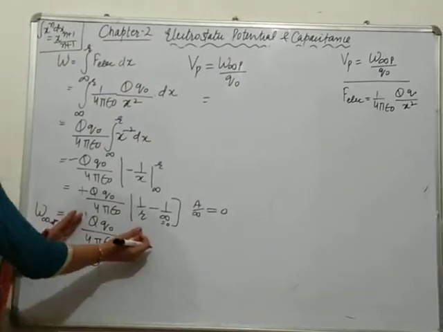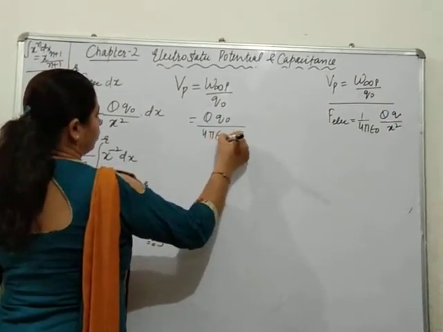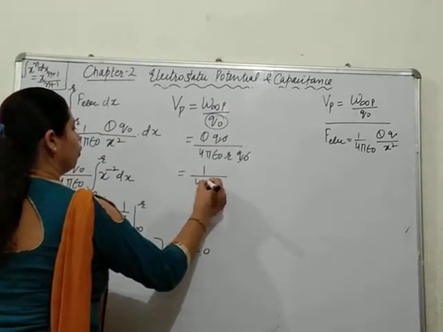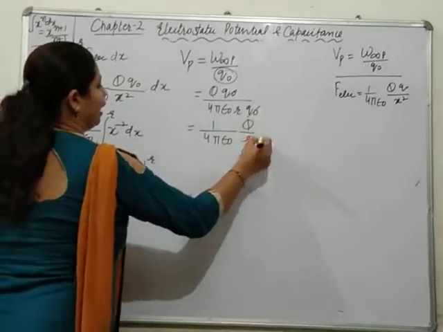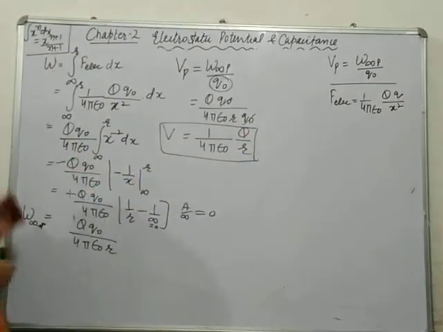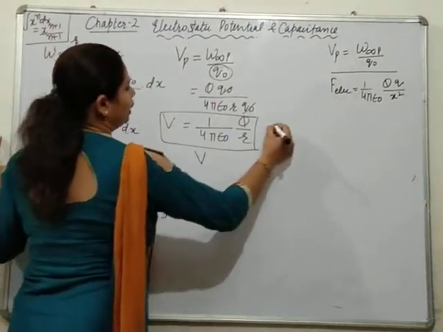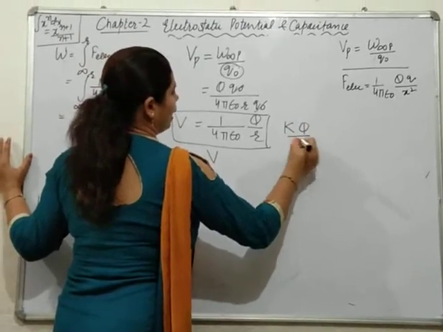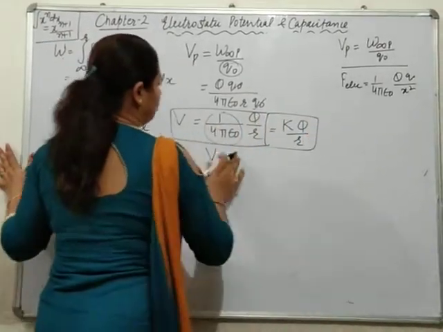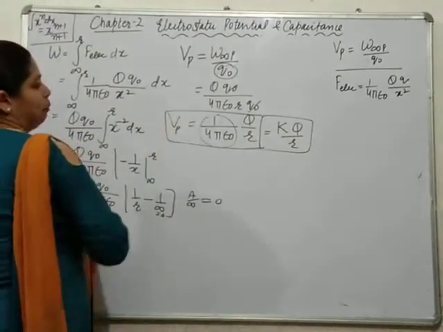What is the amount of work done? This is the amount of work done. So dividing by Q naught, we will get the result 1 upon 4 pi epsilon naught Q by R. So it is the formula for potential. As we know, 1 upon 4 pi epsilon naught is the electrostatic constant. So I may write here V is equal to K Q by R, because this whole term is known as K. Okay.